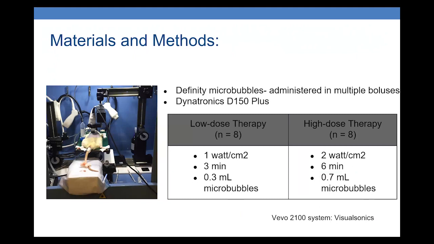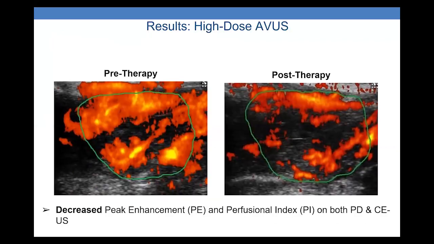So we used two different doses. One of the doses was the high dose therapy, in which we use the same dose we used before in our mouse model, the melanoma model, using 2 watts per square centimeter, and for 6 minutes using 0.7 ml of microbubbles, and half of this dose exactly as a low dose therapy. And we use Definity microbubbles and Danatronics D150 plus as a therapy machine.